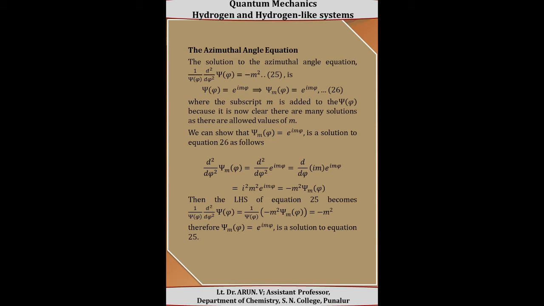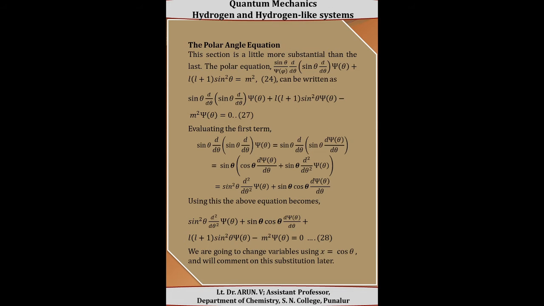Then the left hand side of the equation 25 becomes 1 by psi phi into d square by d phi square psi phi, that is equal to 1 by psi phi into minus m square into psi m phi, that is equal to minus m square. Therefore the solution can be written as psi m phi, that is equal to e raised to i m phi, is a solution of equation 25.